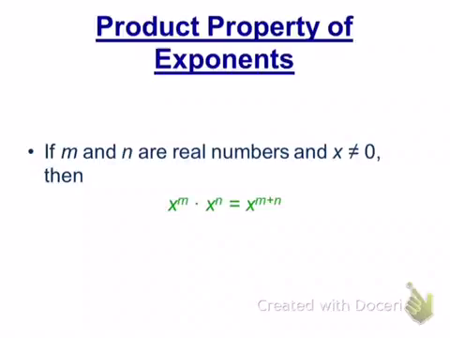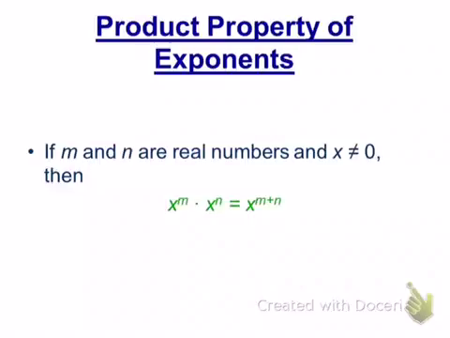If m and n are real numbers and x is not 0, then x to the m power times x to the n is equal to x to the m plus n. Now, what is that rule telling us? If you multiply, you add exponents, right? Isn't that what we're doing there?